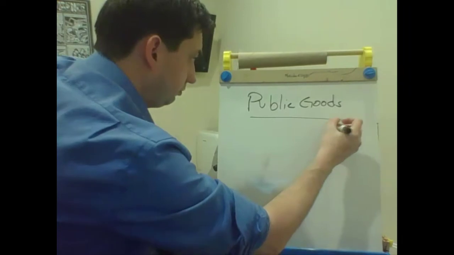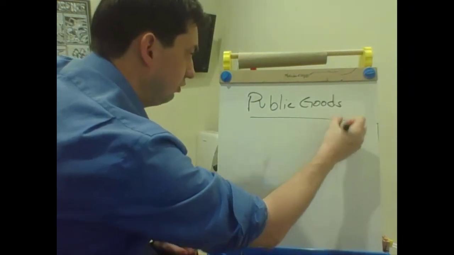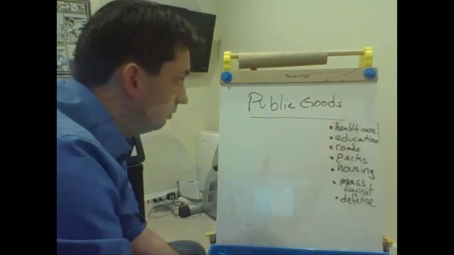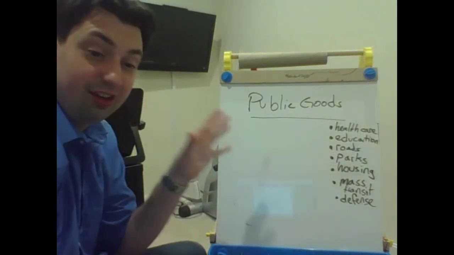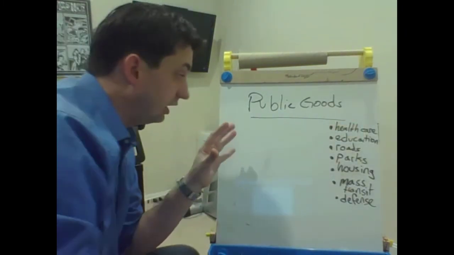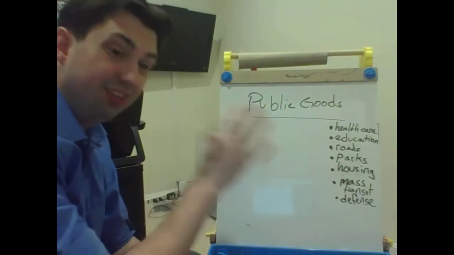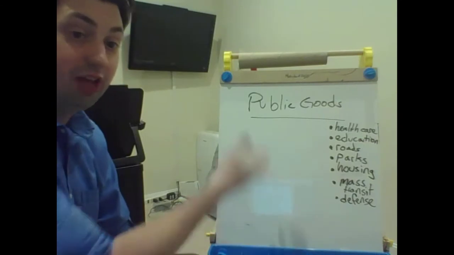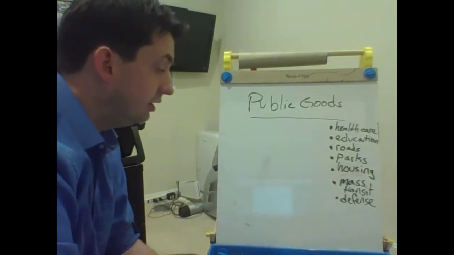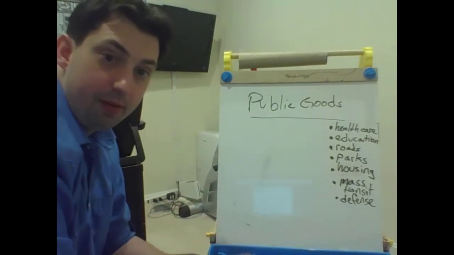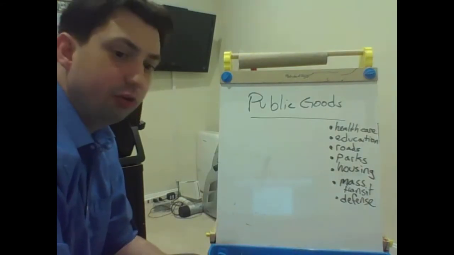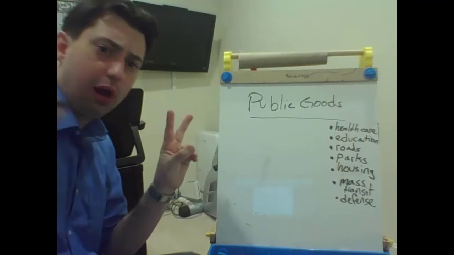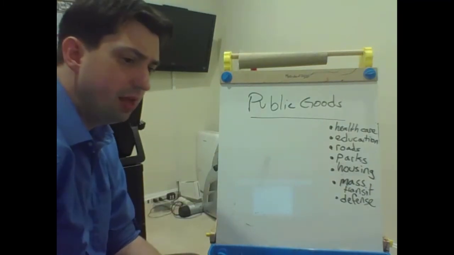So I'm going to put a list right here of the ones I typically see. So this is the list I typically get. Something like this. I can't remember everything that usually comes up, but this is the kind of thing I usually see. Healthcare, education, roads, parks, housing, mass transit, defense. These are common things that the general public, not economists, tend to think of when they think of what a public good is.